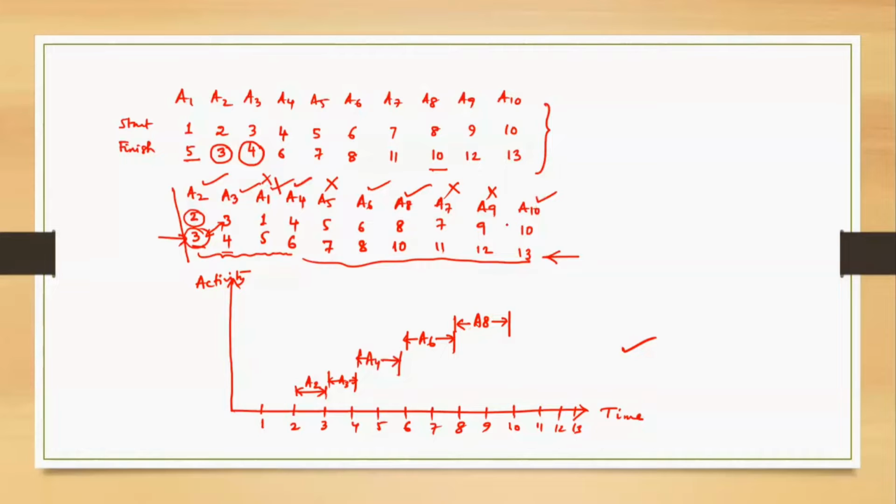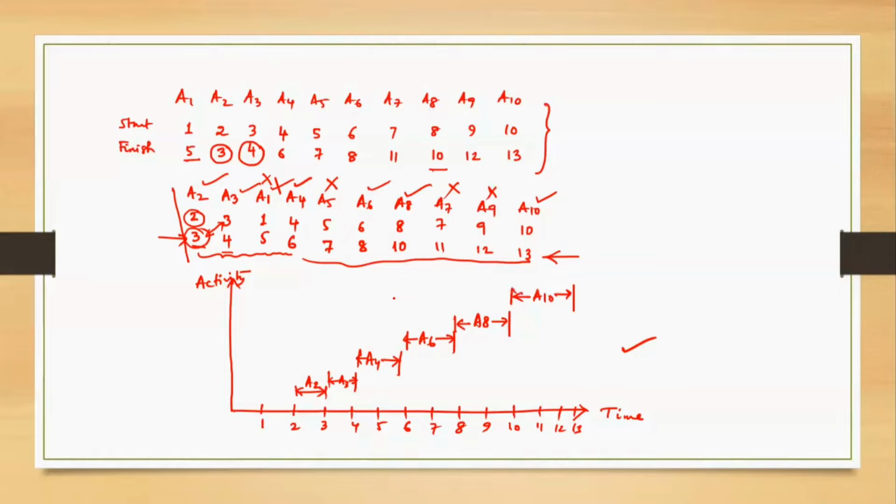So only A10 has the right to come because A8 releases it at 10. So I can consider A10. It starts from 10 and ends at 13. So these are all activities which are non-interfering. I have not shown A1 in the picture because A1 is interfering. I have not shown A5 in the diagram because A5 is also interfering. I'm not showing A7, A7 is also interfering, and I'm not showing A9, applying the same logic.